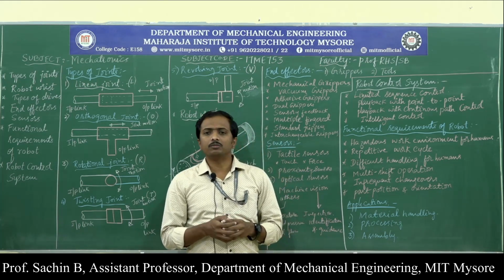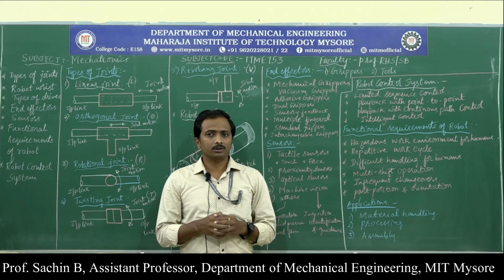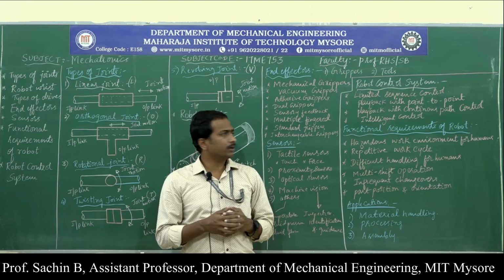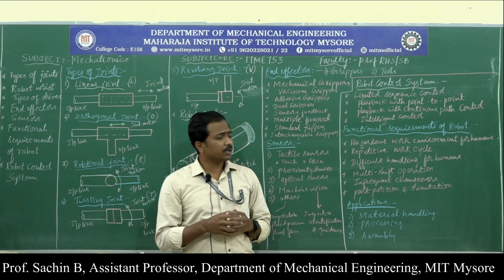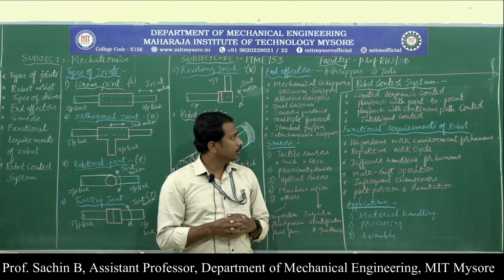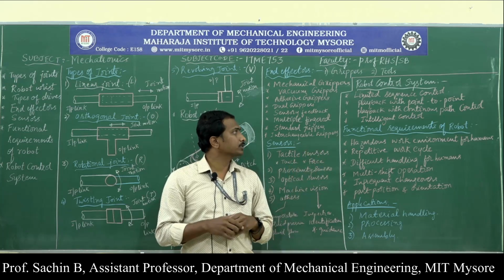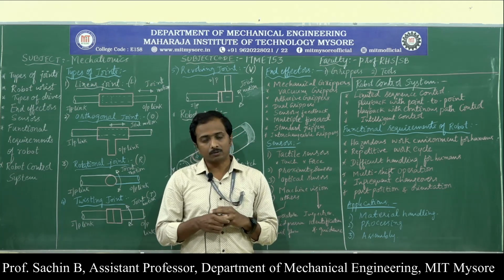What are the different types of robot control systems? We already came across how they control it. The sensors play a major role, we know that. But when it comes to the robot control system, we have four types: limited sequence control, playback with point-to-point control, playback with continuous path control, and intelligent control.